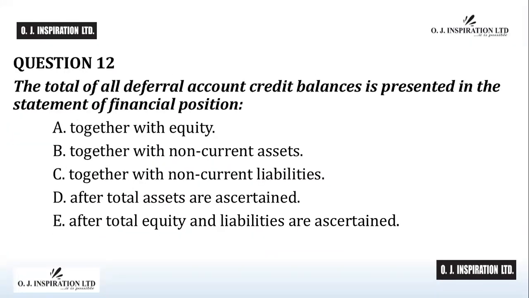Question number 12. The total of all deferral account credit balances is presented in the statement of financial position, A, together with equity, B, together with non-current assets, C, together with non-current liabilities, D, after total assets are ascertained, E, after total equity and liabilities are ascertained. Some counts.